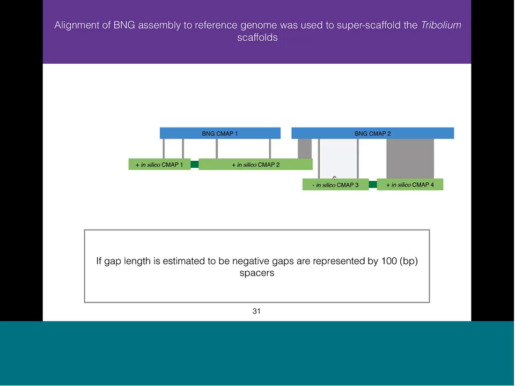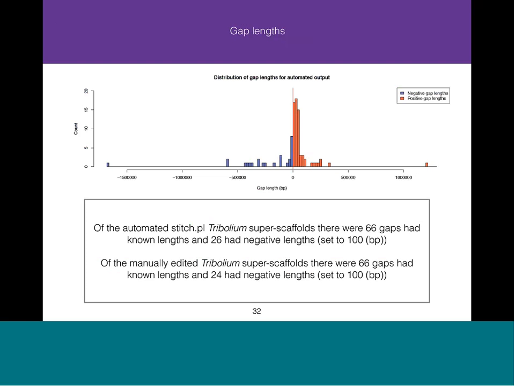So we ran Stitch initially with no restriction on negative or positive gap lengths. And what we did was go through and manually evaluate the results of it. And what we found is that the negative gap lengths may be informative for sequence misassembly. So that's a little bit exciting.